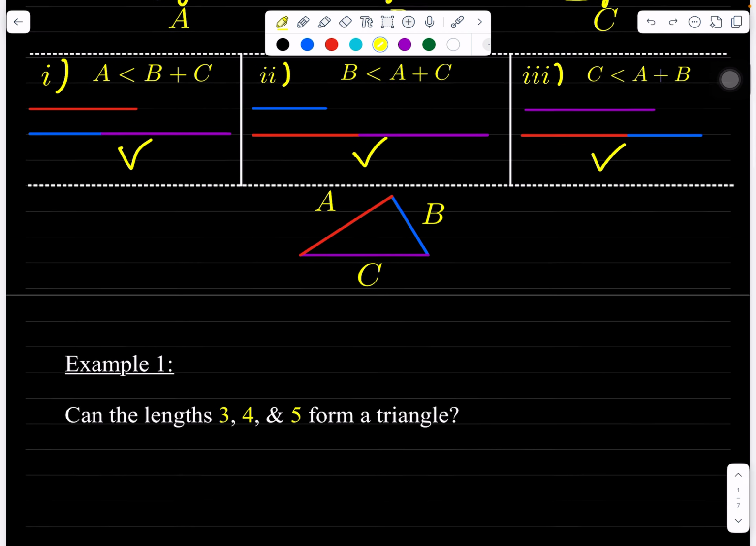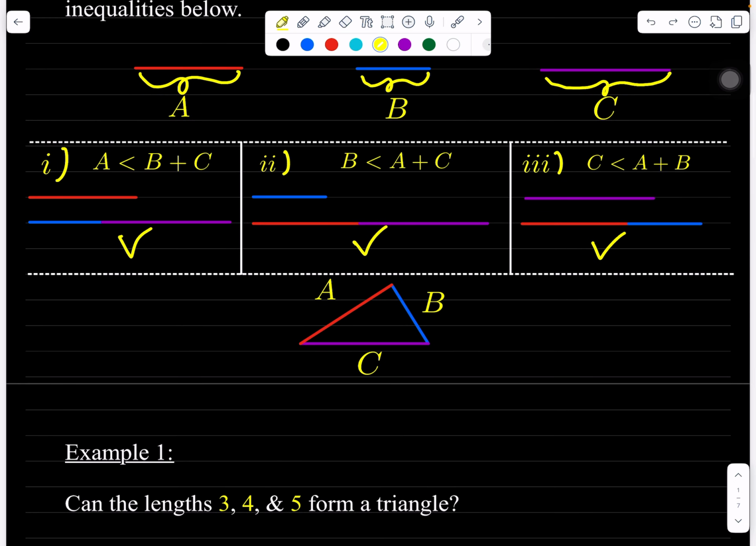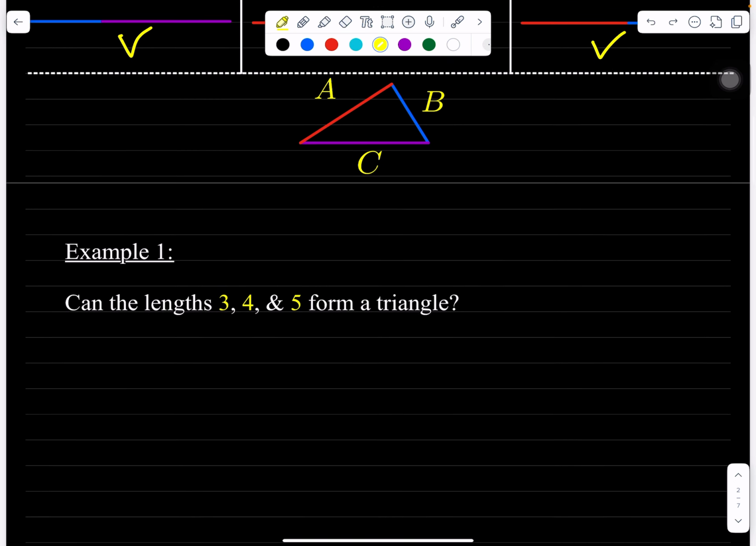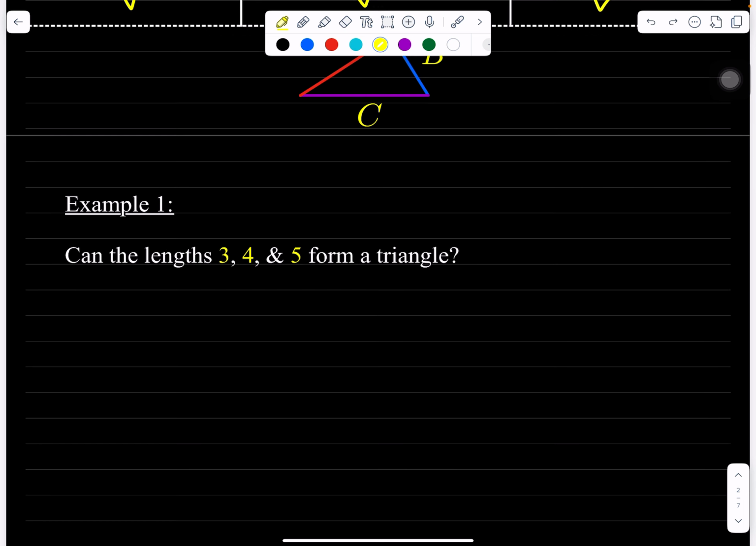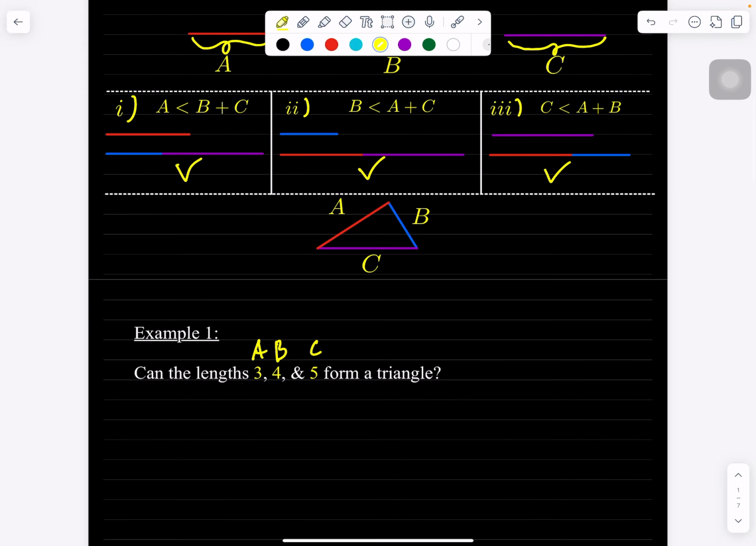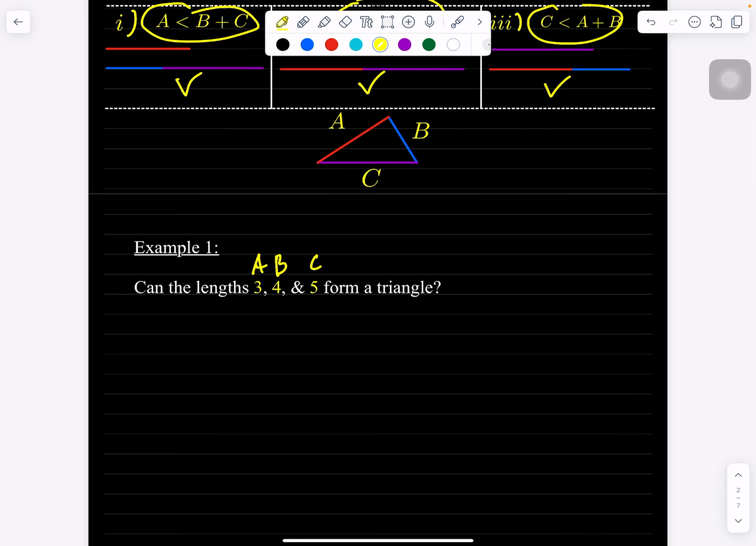We could also do this with numbers themselves, make sure that they satisfy these inequalities with math. And we will do this for some specific lengths, 3, 4, and 5, where A is 3, B is 4, and C is 5. First, we need to make sure that all three inequalities are satisfied. So we need to make sure that A is less than B plus C, that B is less than A plus C, and finally that C is less than A plus B.